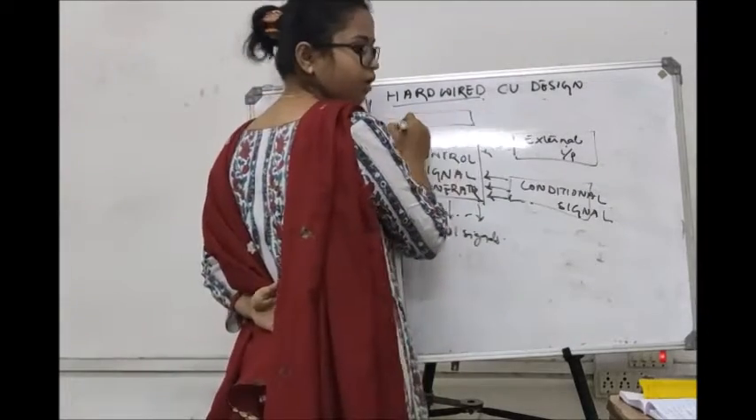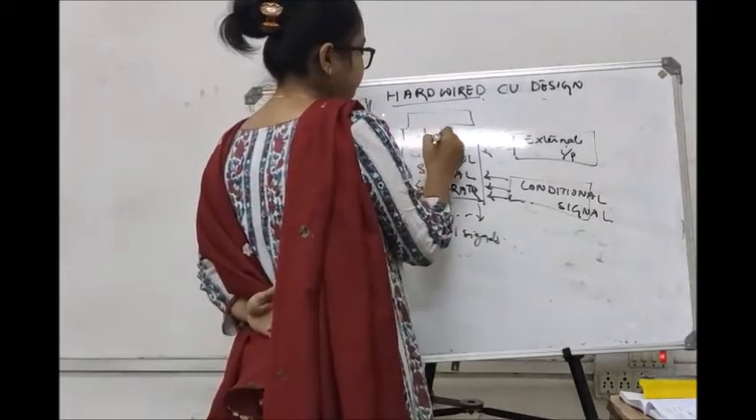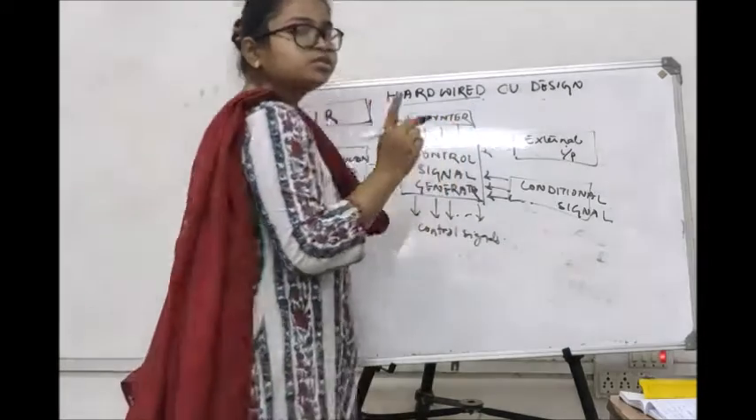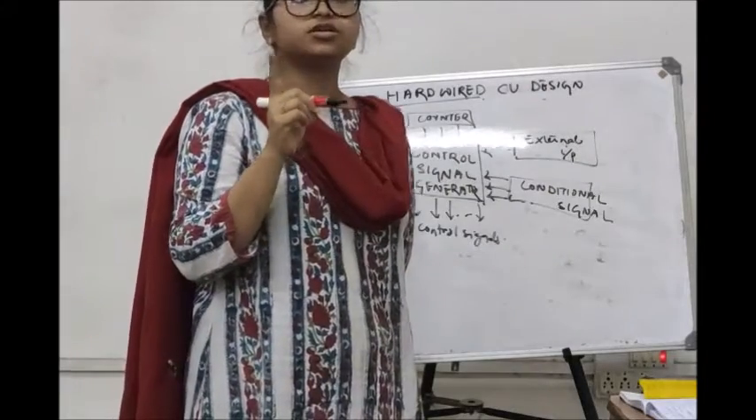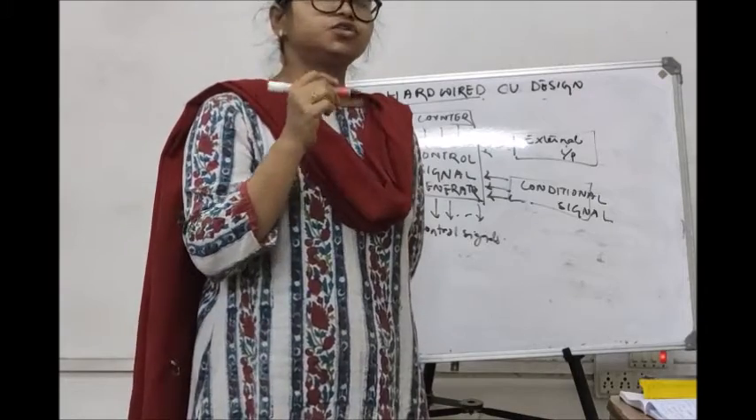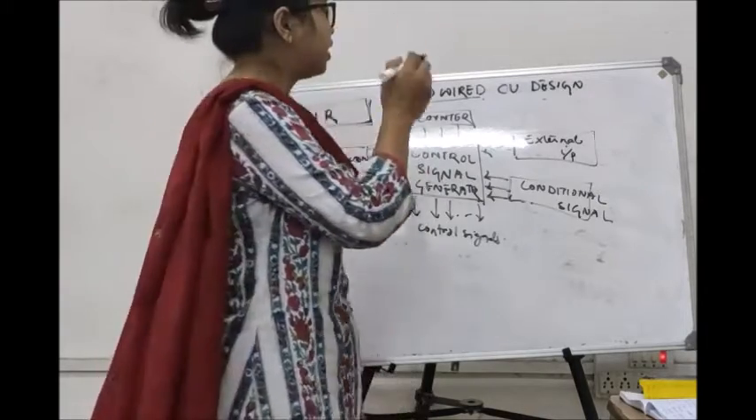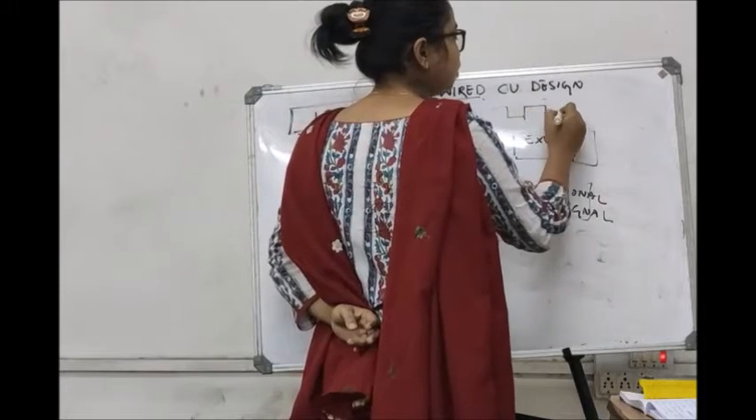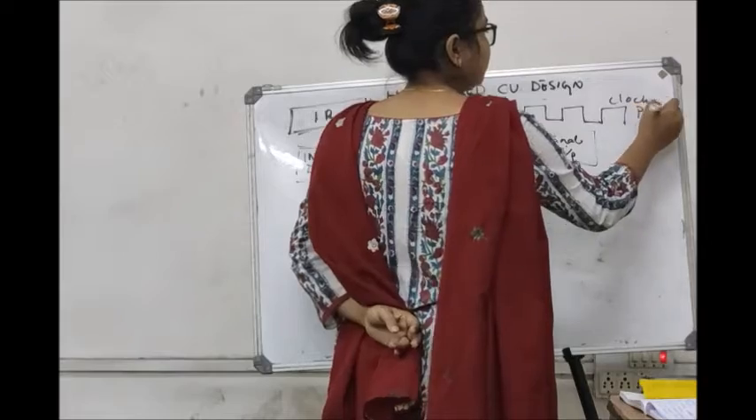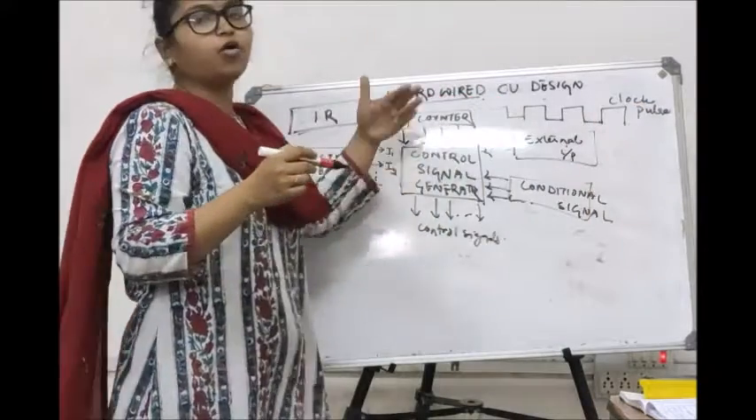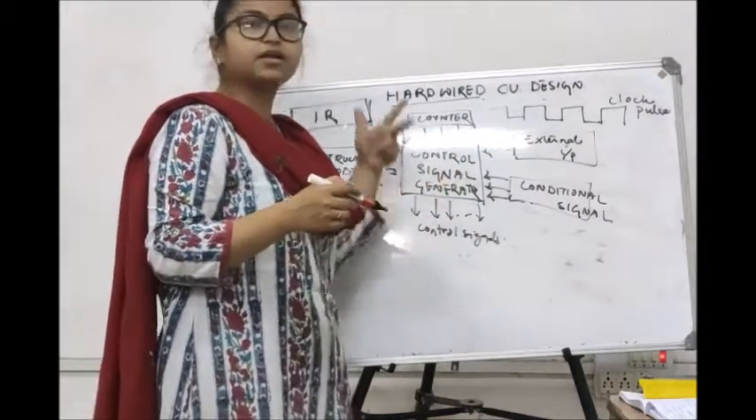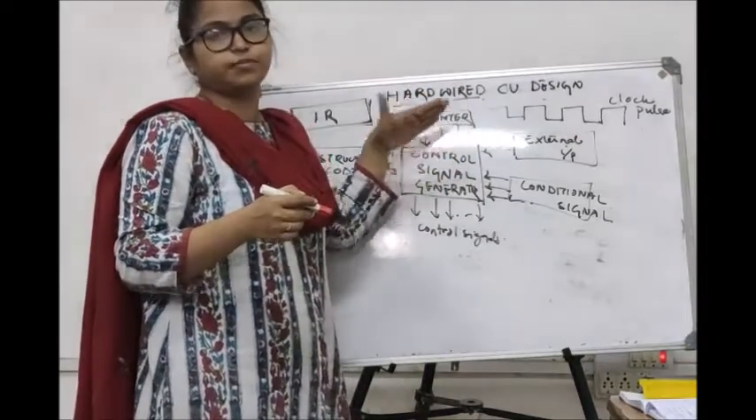There may be a counter as well. A counter is also a sequential circuit, a type of circuitry which you may study in digital logic. The counter works according to the clock pulse. According to the clock pulse, it will count. In the first clock cycle, something will happen. In the second clock cycle, some specific operation will take place.